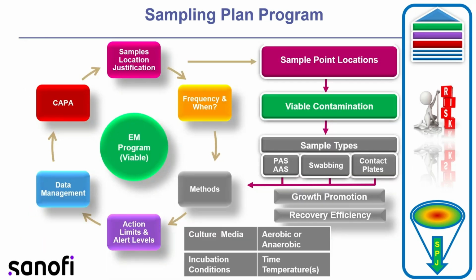The 6 key points of the sampling plan program must be applied to the evaluation of the viable contamination with the different sample types. For the air: passive air sampling and active air sampling. For the surfaces: swabbing and contact plates. We will use culture media for that. That means you need to define for the method the growth promotion test of the media, but also the recovery efficiency of the method. And also define clearly the different conditions with the culture media, the aerobic or anaerobic condition, and for incubation, the time and the temperature.